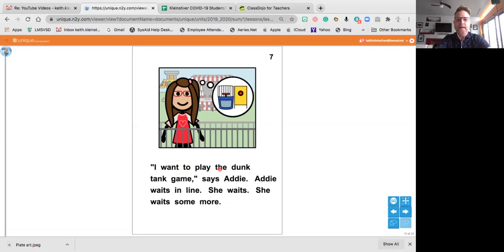I want to play the dunk tank game, says Addie. Addie waits in line. She waits. She waits some more. She's doing a lot of waiting, right? What's she waiting in line for? You can point to it. It's the dunk tank.